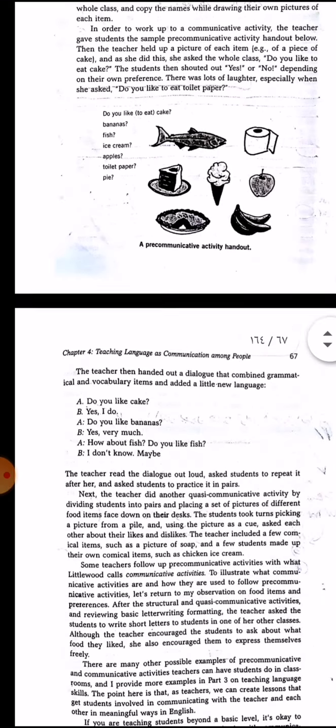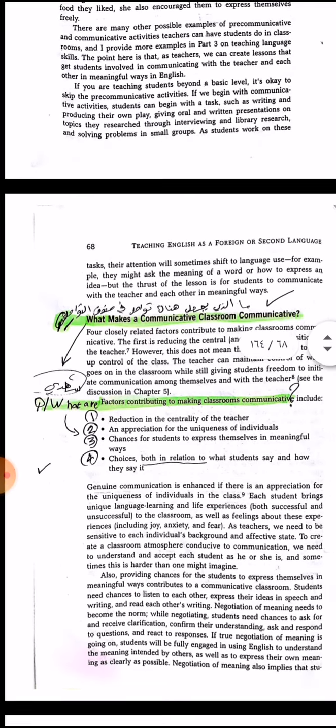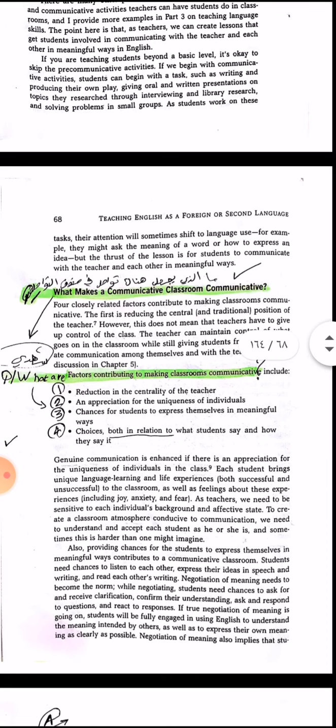Now we come to the topic of what makes a communicative classroom communicative, meaning how to promote communication within the classroom, how to make your classroom communicative, right? Four closely related factors contribute to making a classroom communicative. The first: reducing the central traditional position of the teacher.